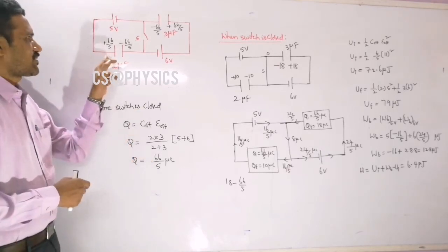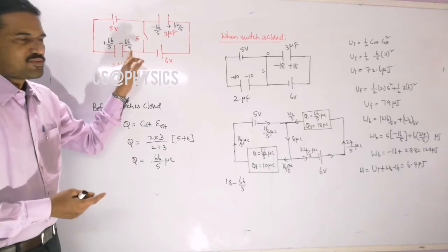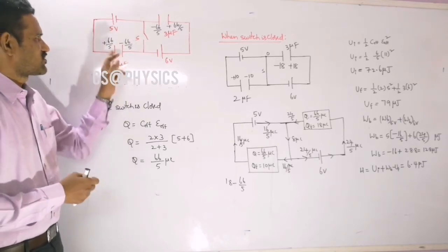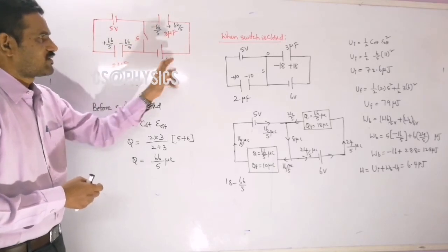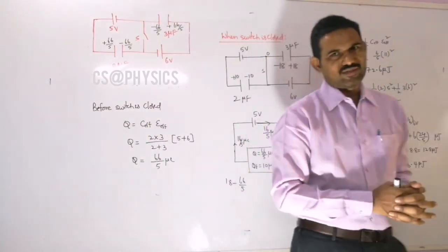So the charge on this capacitor is 66 by 5, and the charge on this capacitor is also 66 by 5. So the charge on each plate is shown here. And now let us consider once the switch is closed.